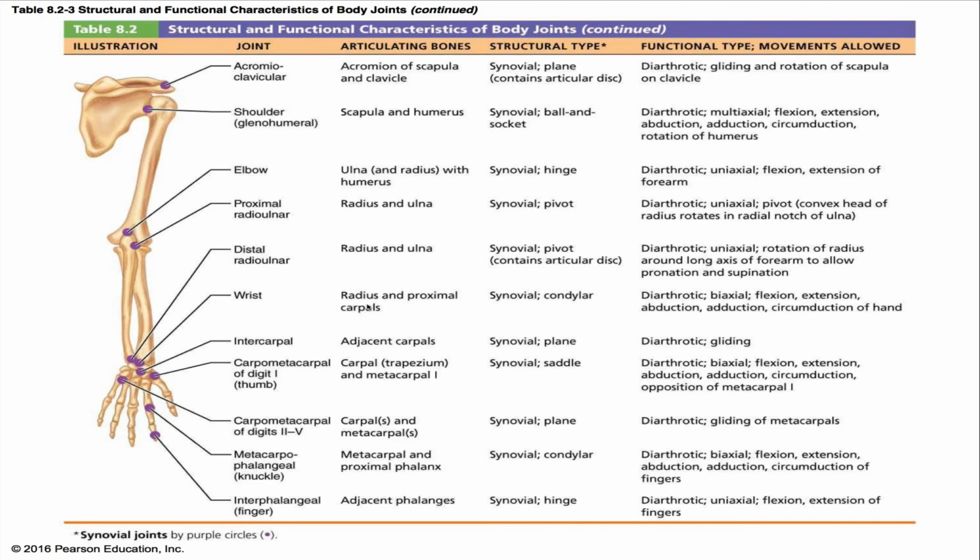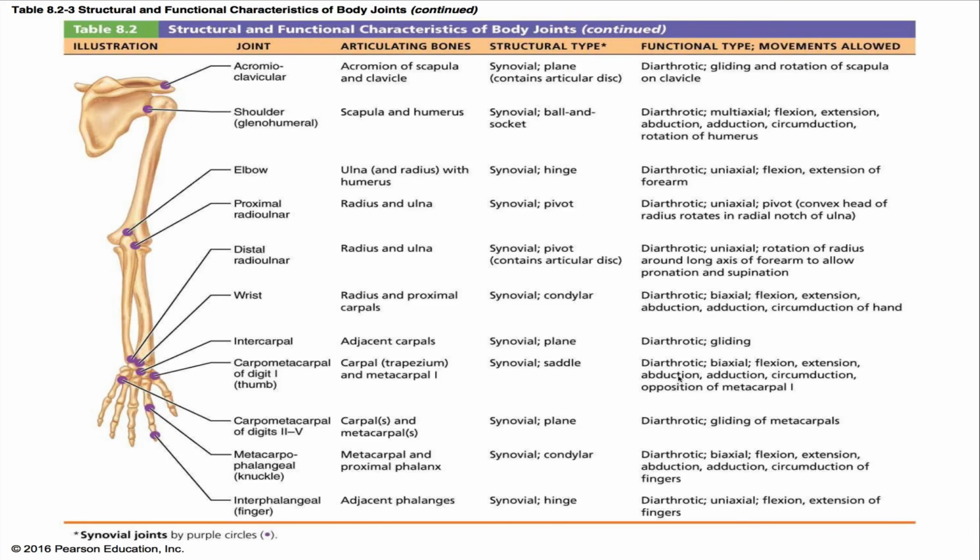The wrist joints, again, you have your radius and your proximal carpals: scaphoid, lunate, triquetrum, and pisiform. Now, it's a synovial joint, condylar. It's diarthrotic, biaxial, allows for flexion, extension, abduction, adduction, and circumduction of the hand. Now, the intercarpal, these are the adjacent carpals. It's synovial plane. It's just a diarthrotic gliding joint.